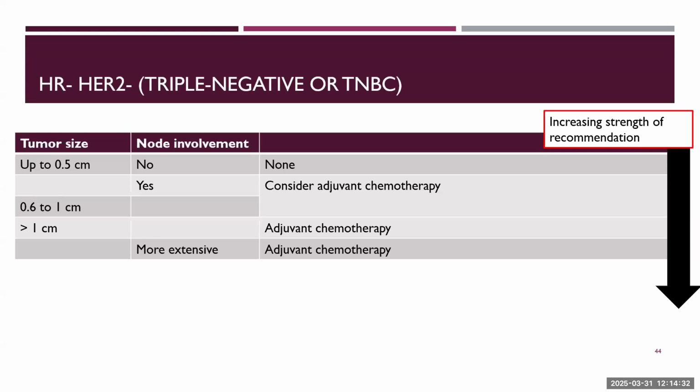However, if they do have nodal involvement, then we can consider adjuvant chemotherapy. And then if they have a larger tumor, 0.6 to 1 centimeter or greater than 1 centimeter, then we should be giving adjuvant chemotherapy for these patients. Again, the strength of the recommendation increases as you go down the table, because there's more risk for recurrence for those patients. So the chemotherapy benefit will outweigh the risk.